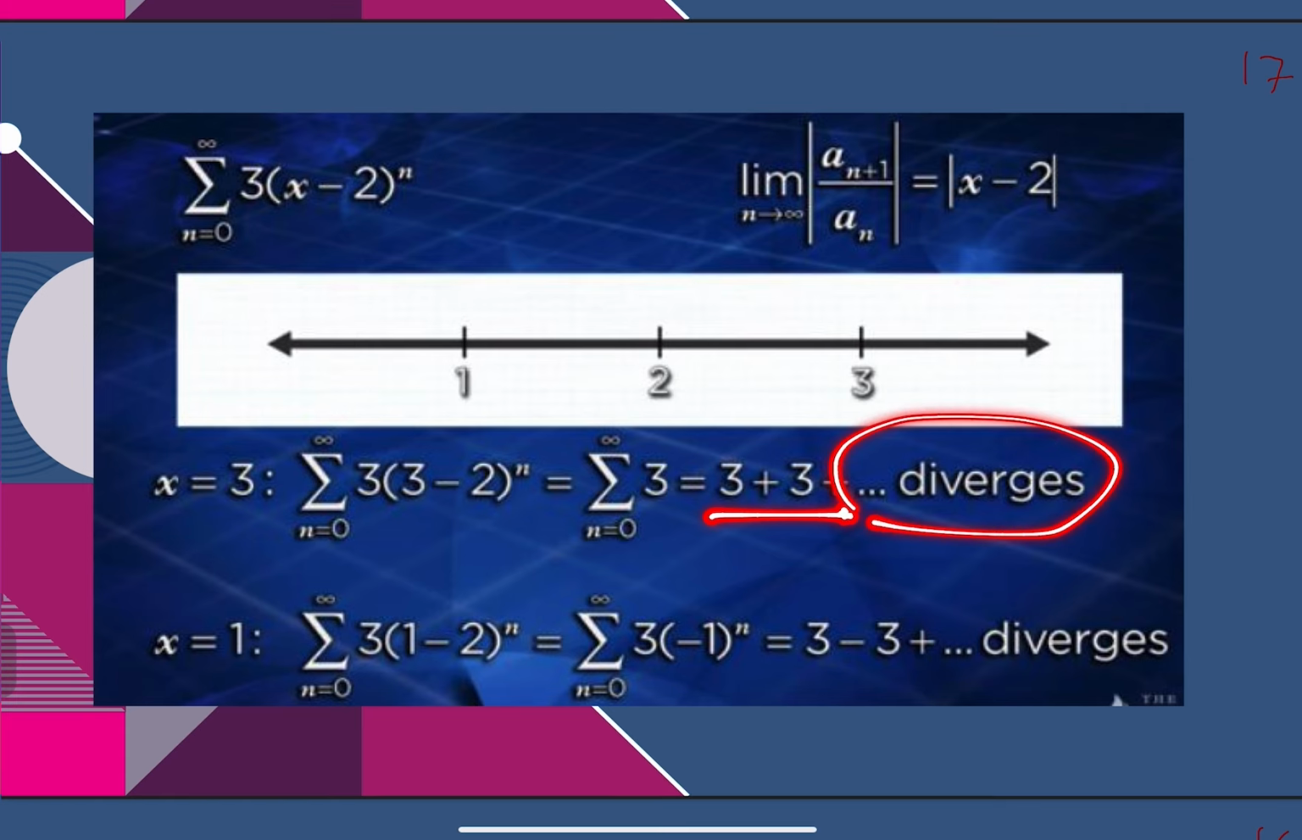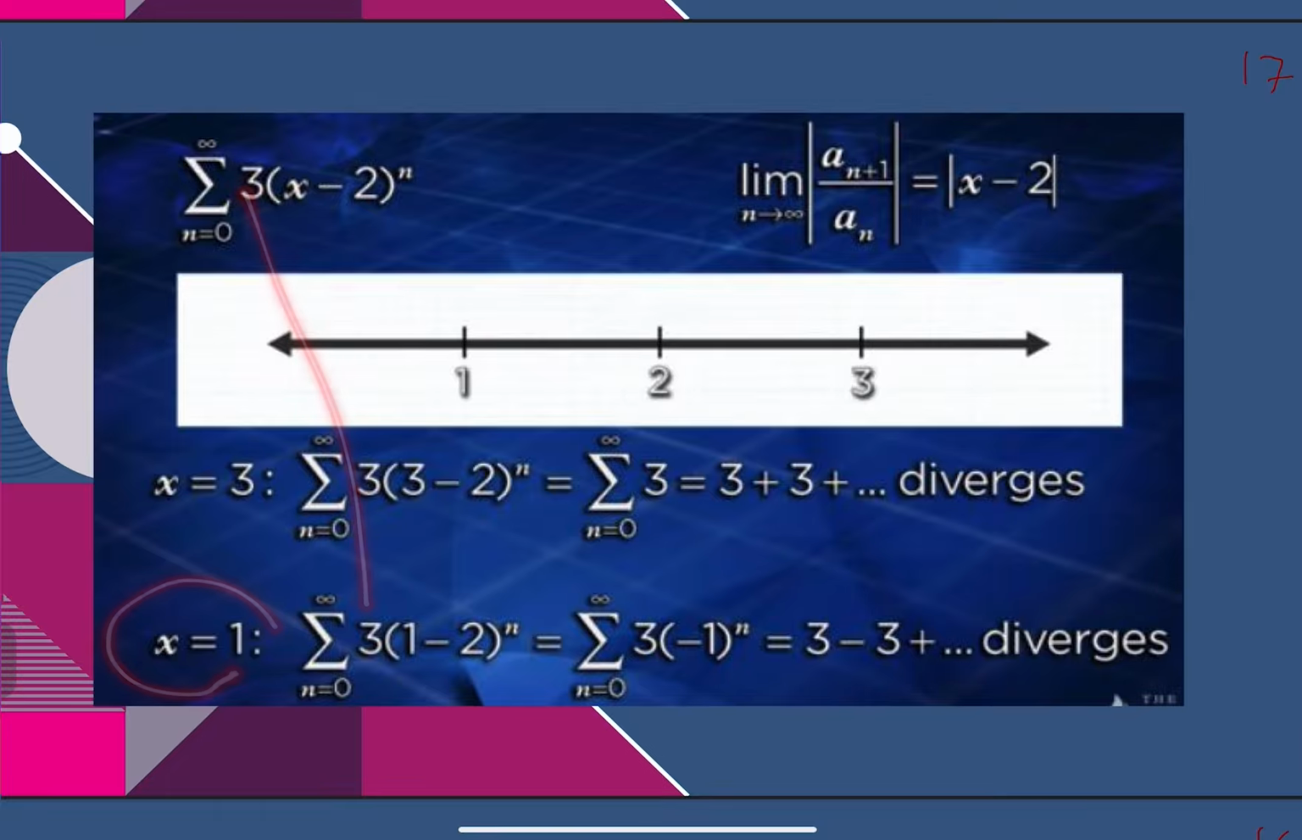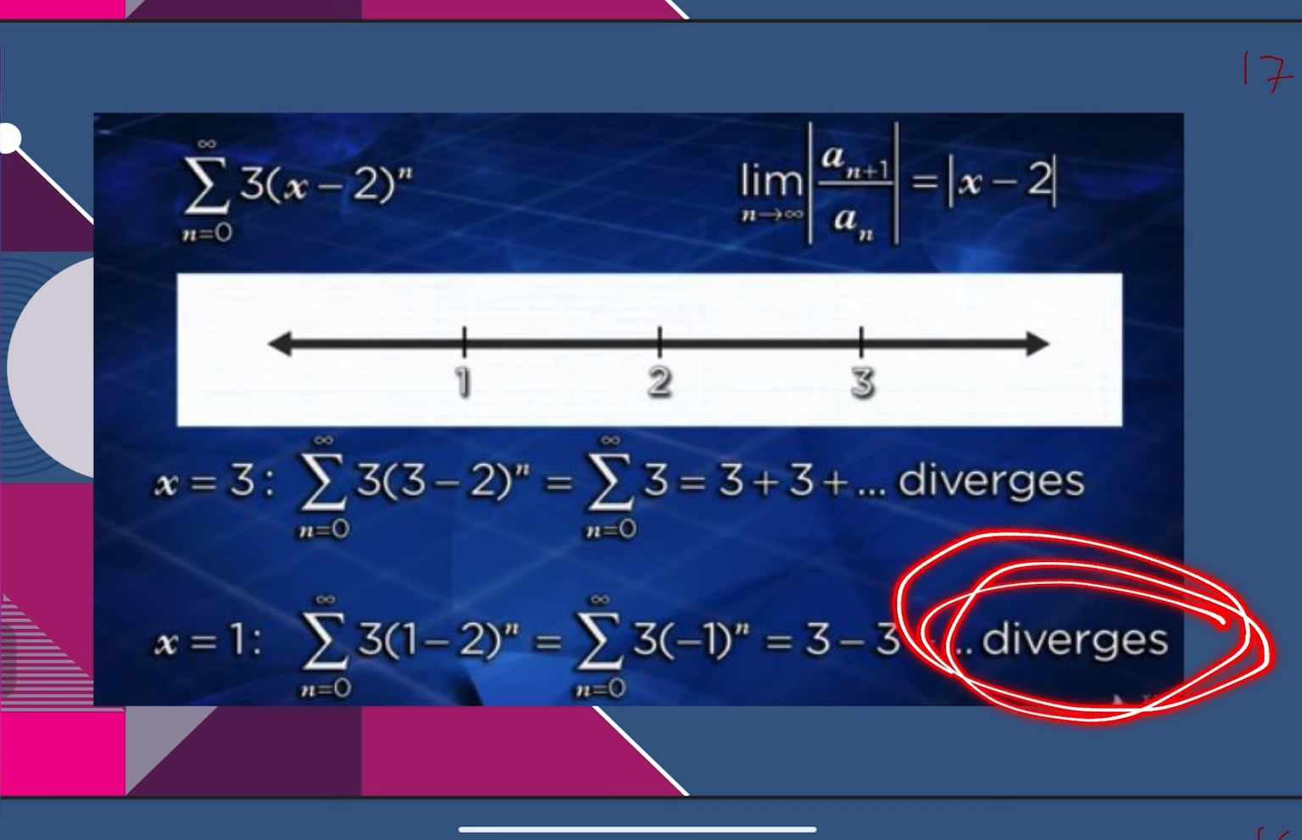So this one diverges. How about at x equal to 1? What happens when x is equal to 1? So 3 times 1 minus 2, but 1 minus 2 is negative 1 raised to n. We write out the first few terms. When n is 0, negative 1 raised to 0 is 1, so 3. When n is 1, it's 3 times negative 1, which is minus 3. So it will be 3 minus 3 plus 3 minus 3, and again this diverges by the nth term test of divergence. The terms do not tend to 0 because it bounces between 3 and minus 3.